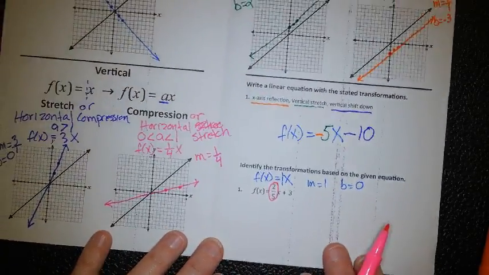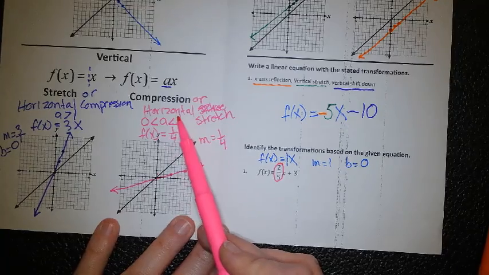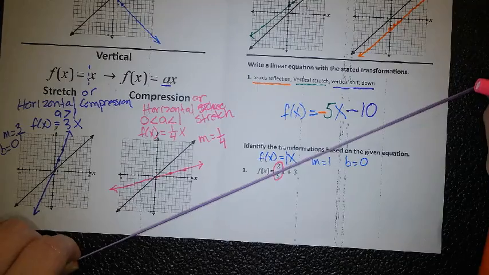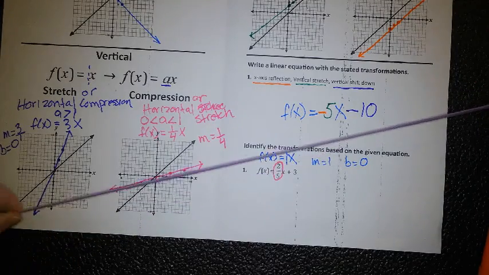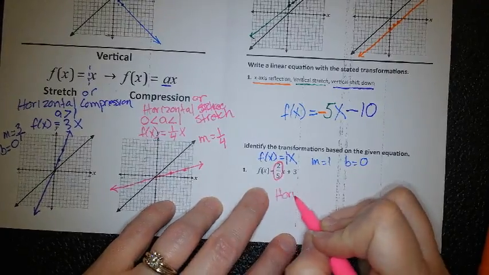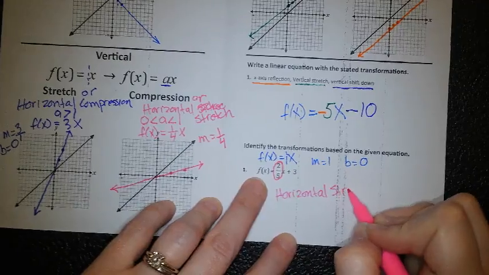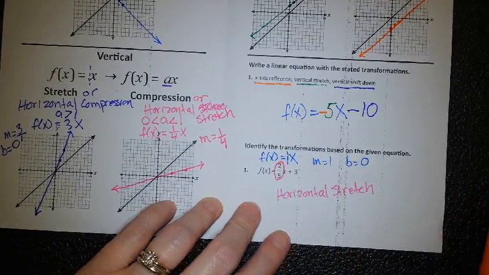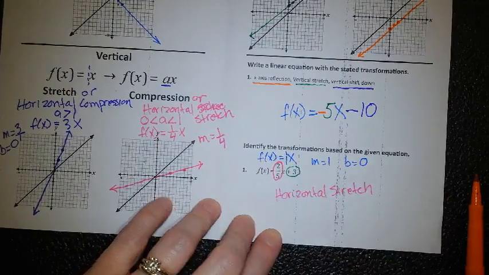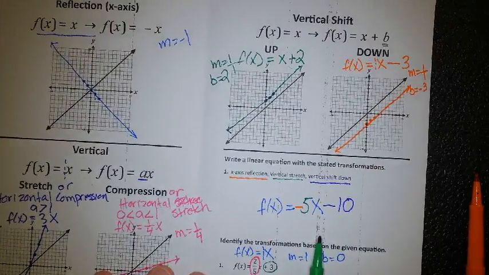And because that value is greater than 0 but less than 1, I know this is a horizontal stretch. So I'm going to have a less steep slope. I'm stretching it from right to left horizontally. So I have a horizontal stretch. And then I also notice here that I've added 3 units onto the end. So this means that I have a vertical shift.